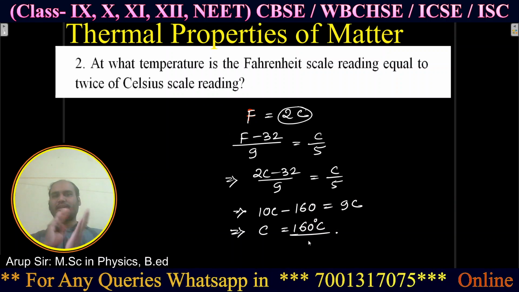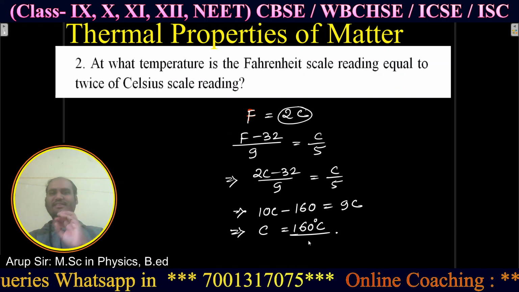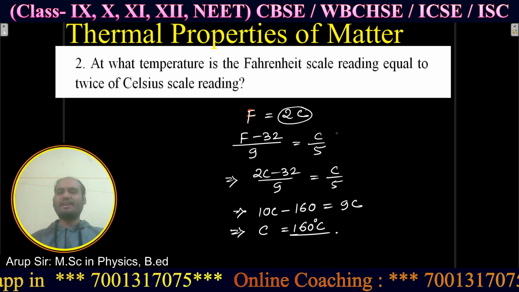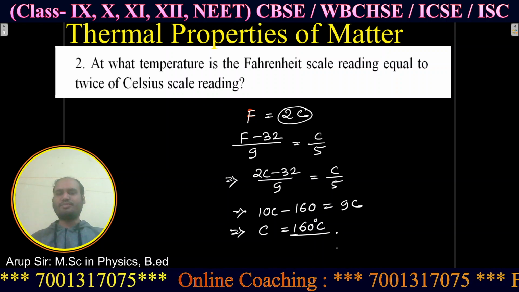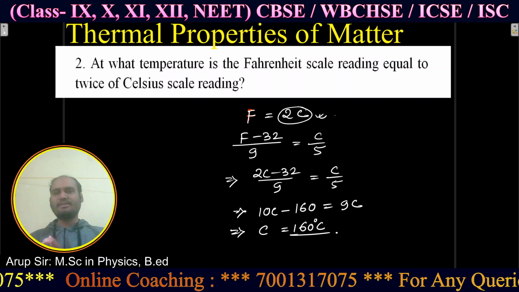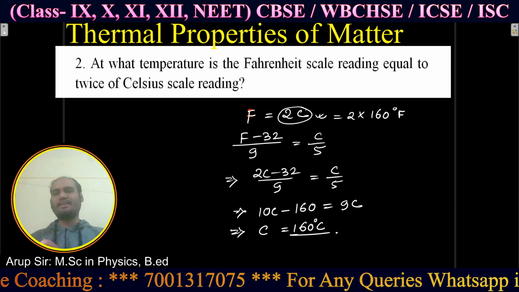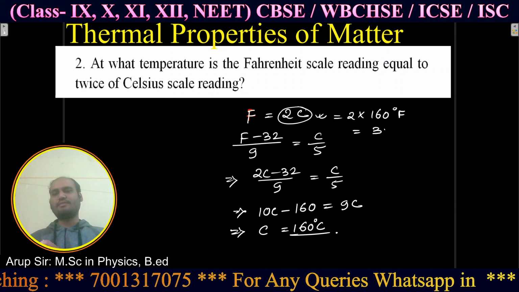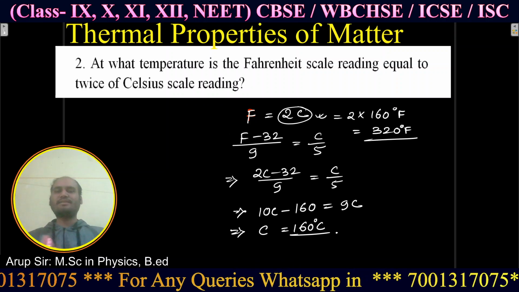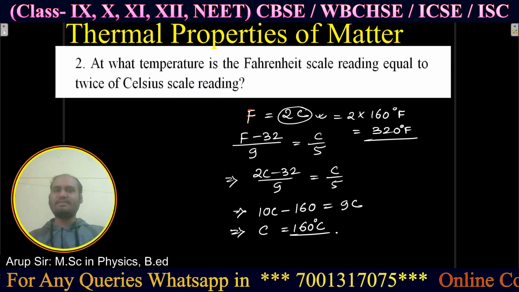So that particular temperature in the centigrade scale is 160 degrees centigrade, and in the Fahrenheit scale you can also measure. For that case you can just put the value of C in this equation, like 2 into C means 2 into 160. Now it is in the Fahrenheit scale, so 320 degrees Fahrenheit. So in the Fahrenheit scale that particular temperature is 320 degrees Fahrenheit, and in the centigrade scale it is 160 degrees centigrade.